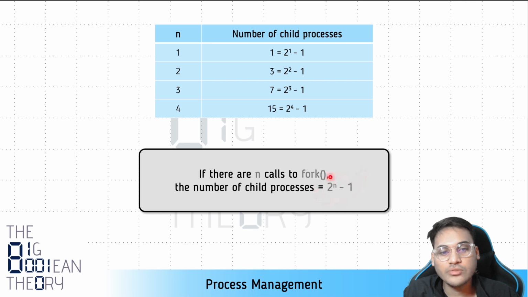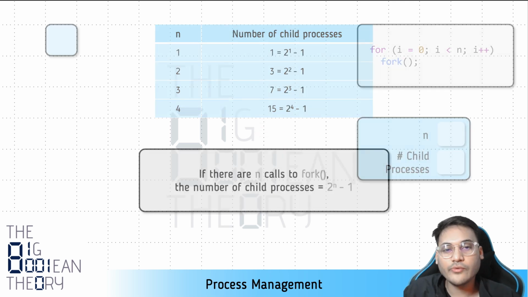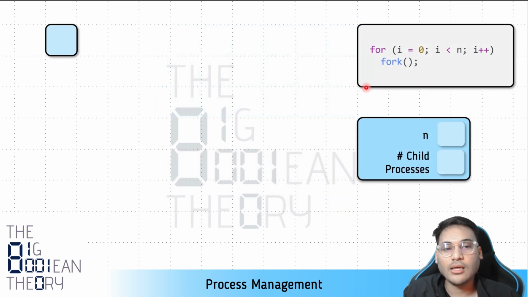So if you use this formula, here is this table. For the value of n equal to 2, the number of child processes will be 3. For n equal to 3, the number of child processes will be 7, and so on. So we will quickly go over the code once again and see how this formula was derived. Although we have already discussed this, let's do this once again.